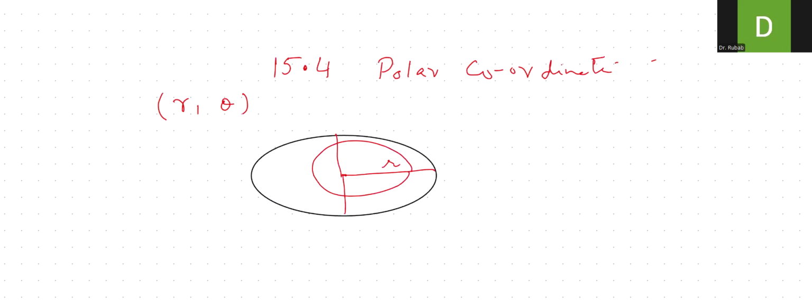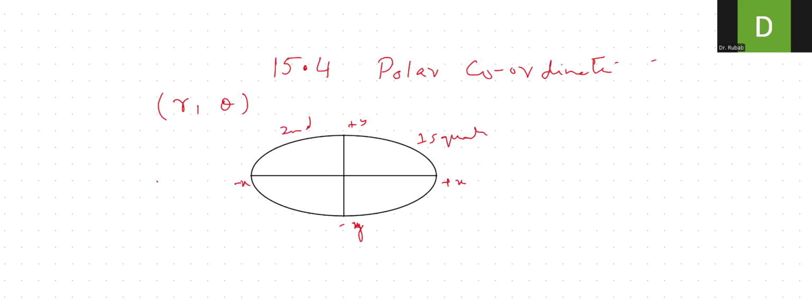So if we talk about the circle, I made it again. There are two coordinates. The one is the radius and the other is theta, which is the angle. So if this is the positive y-axis and this is the negative y-axis and this is the positive x-axis and this is the negative x-axis, this is called the first quadrant. This is called the second quadrant, this is called the third quadrant and this is called the fourth quadrant, right? So this is a circle.